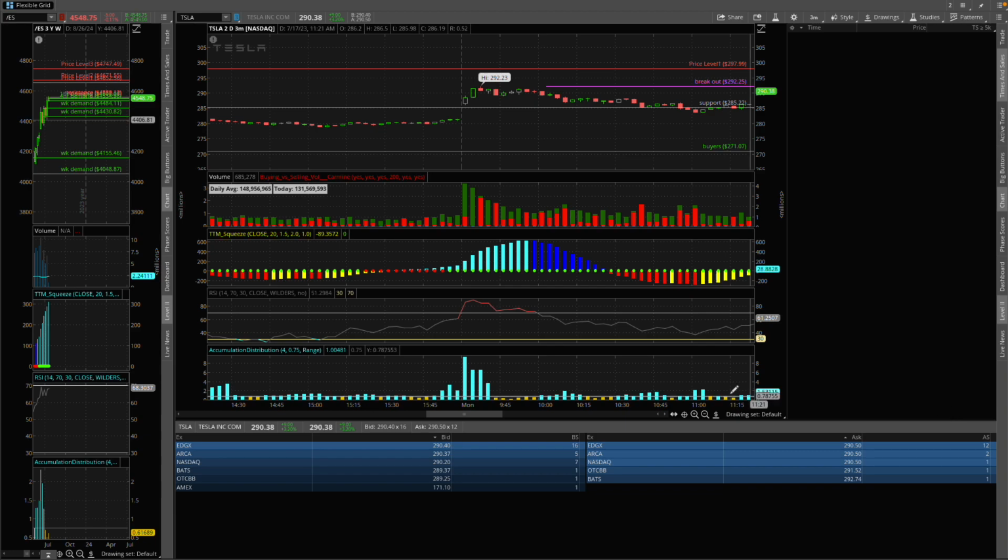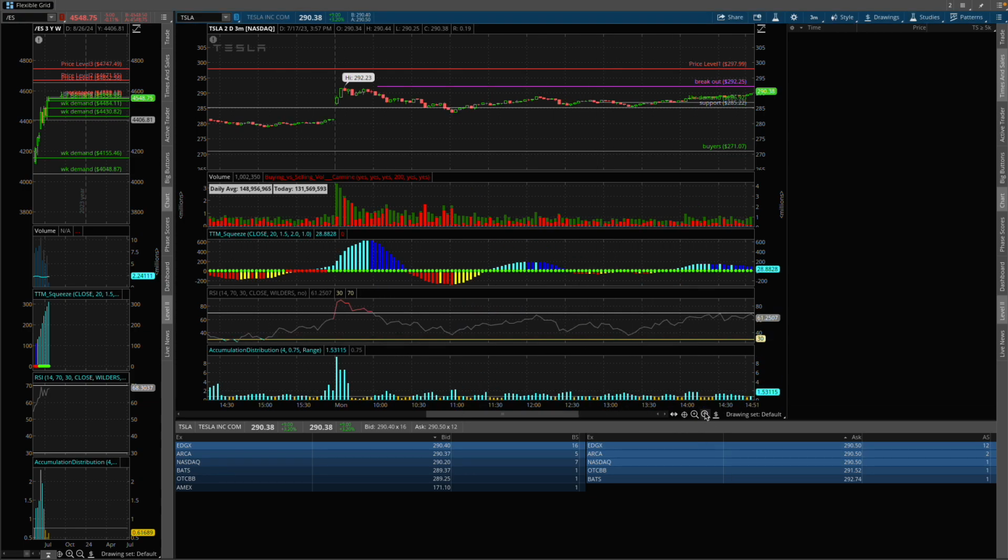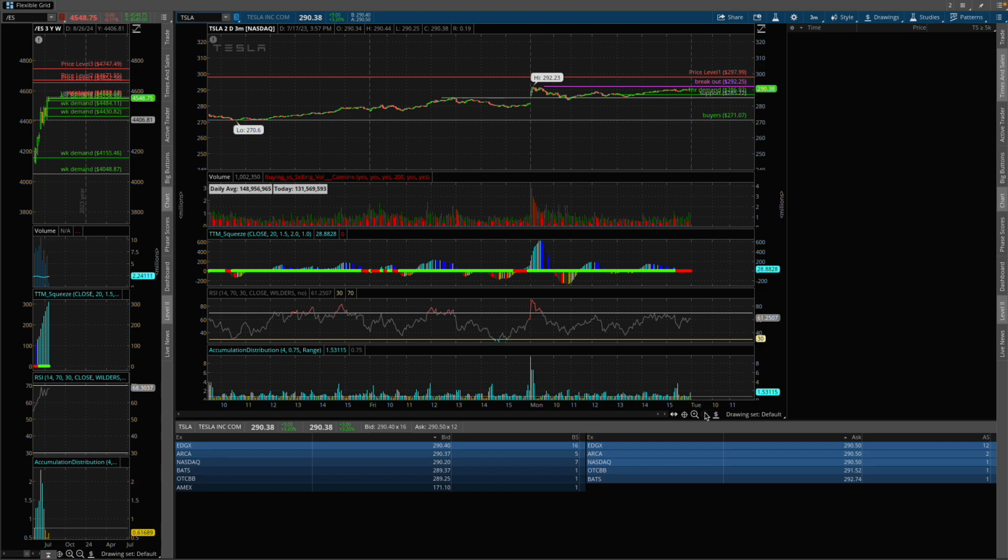Okay, so someone asked me in the Discord, what do I look for at these key levels in order to get trade entries? So I'm going to go over Tesla because it's something I trade often. So we had a key level at 271.